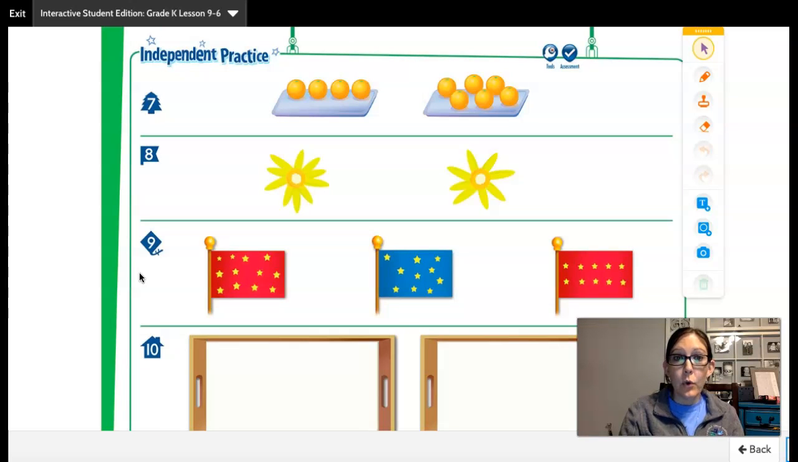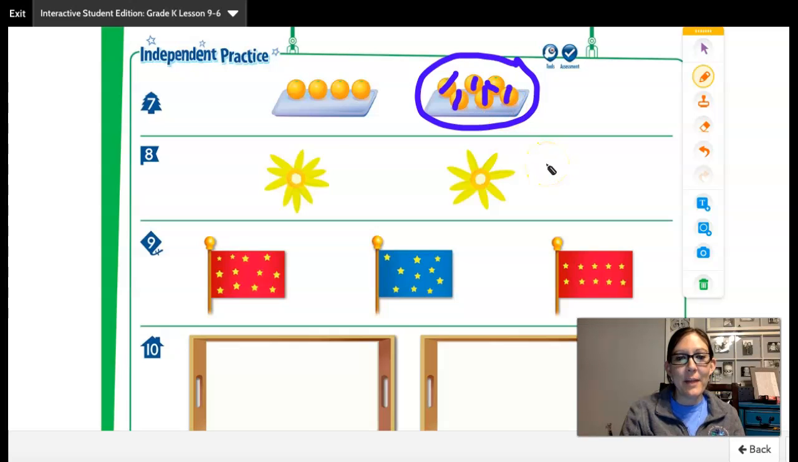Did you get it? Which group has 6 oranges? It is this one. Did you mark them while you counted? 1, 2, 3, 4, 5, 6. Very good. All right, for number 8 flag, take a look at these 2 flowers here.